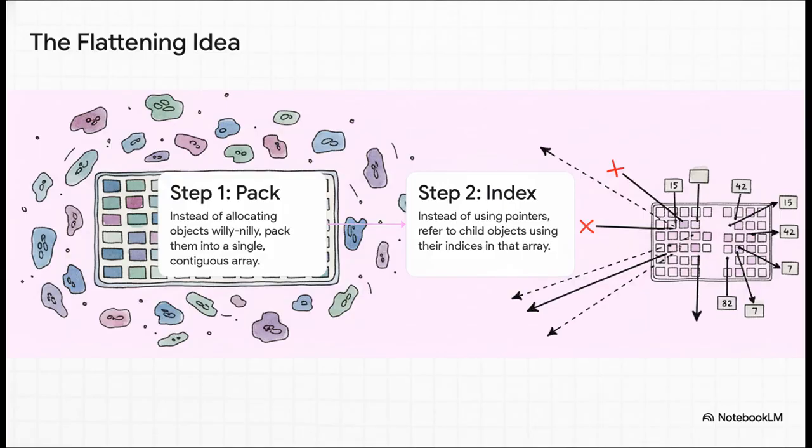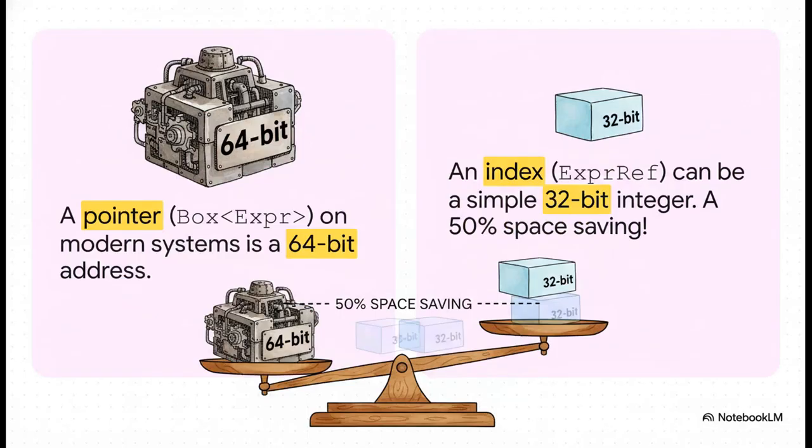So it all boils down to a pretty simple 2-step trade. First, we pack all the little pieces into one single ordered block of memory. And second, we replace every single one of those sprawling memory addresses with a simple number, its position in that block. Not an address, but an index. And this is where the practical impact really starts to show. See, a standard pointer on a modern computer takes up 64 bits of memory. But an index, well, if we know our array won't have more than, say, 4 billion elements, we can just use a 32-bit integer. We've literally just cut the memory cost of every single reference in half.